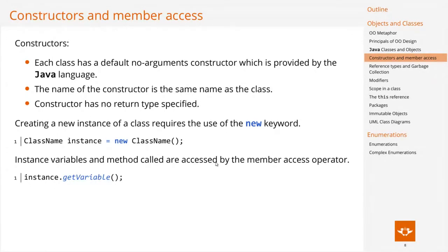When you want to access something inside of an instance, we use the member access operator, your dot operator. So you go dot, and then something that belongs to that instance. In that second line of code, you can see it says instance.getVariable. If you're accessing something that is static, you put the class name, dot, and the thing you want to access. So if it's static, you can access it by class name instead of whatever instance name you have.